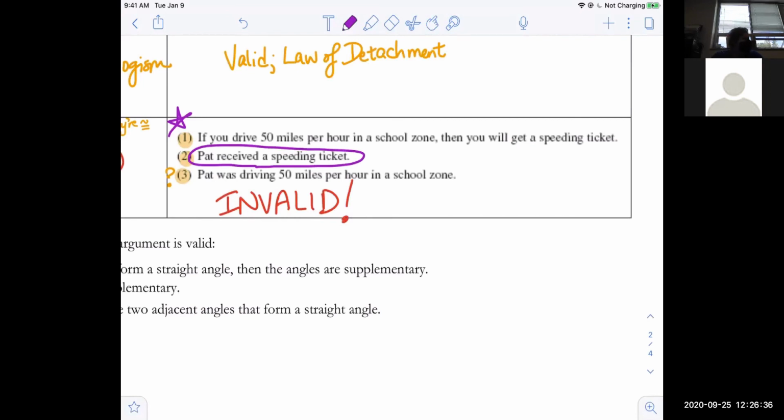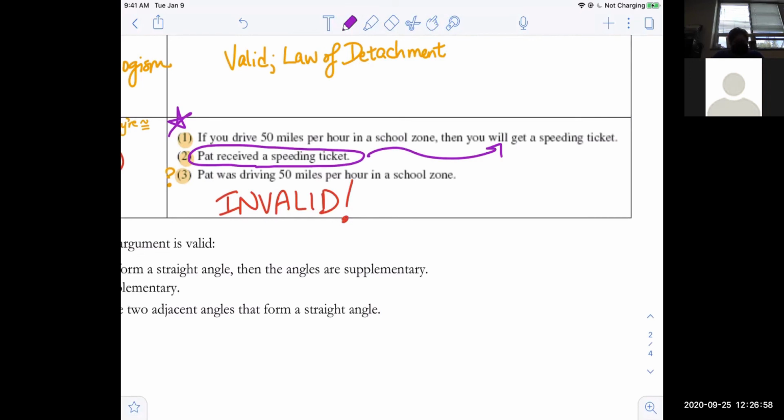Philip, explain why is that not valid? Okay, so Jack said he could have got a speeding ticket on the highway, is what you said. Okay, so if you drive 50 miles per hour in a school zone, then you'll get a speeding ticket. Pat received a speeding ticket does not mean that that's the reason why he received a speeding ticket.